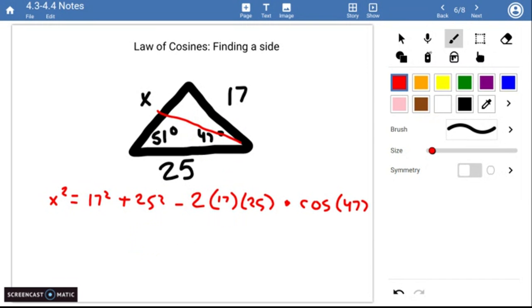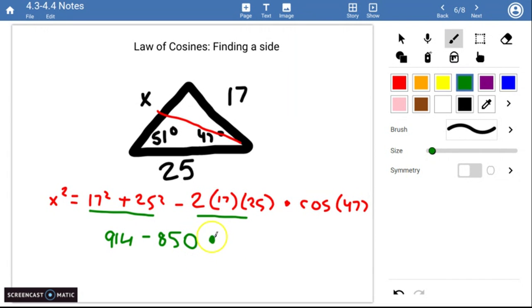So now I'm just going to make this more simple, and so I'm going to start by calculating this part. So 17 squared plus 25 squared equals 914. Now I'm going to try doing this part. -2, I can do that because even though it's minus, I can do that. And then times 17 times 25, that equals -850. Times the cosine of 47. We are going to round to tenths in this case. Cosine of 47, that is 0.7.